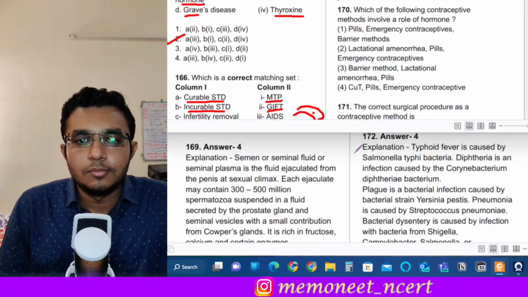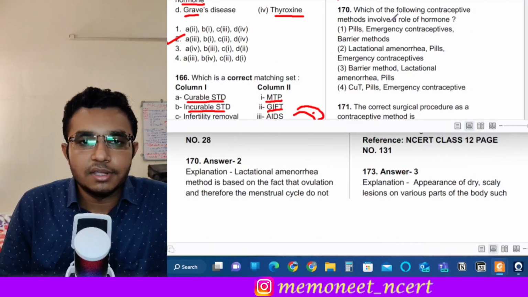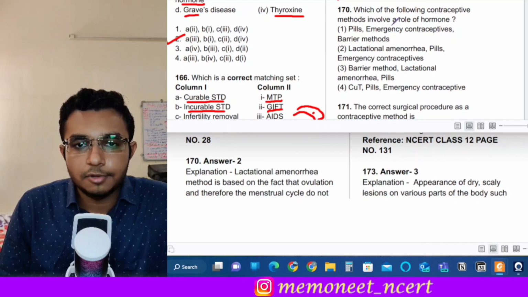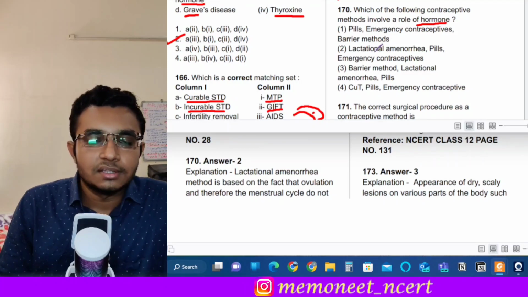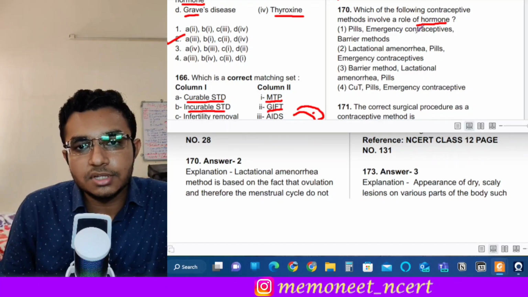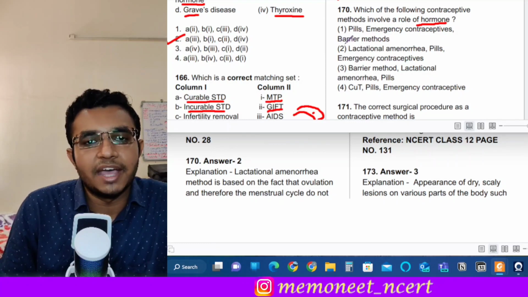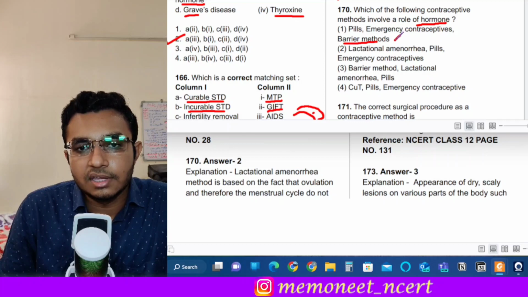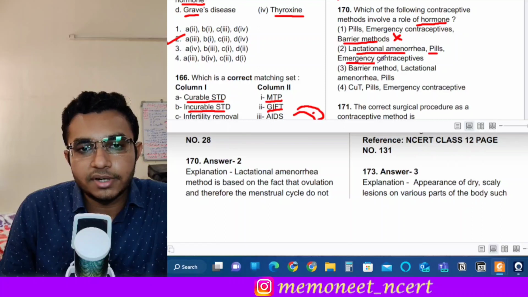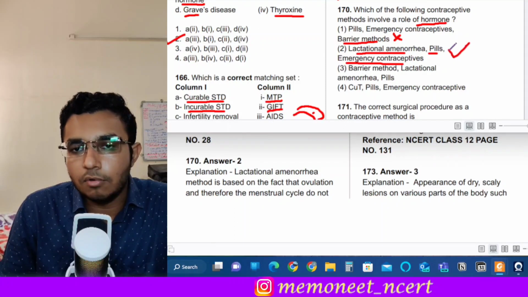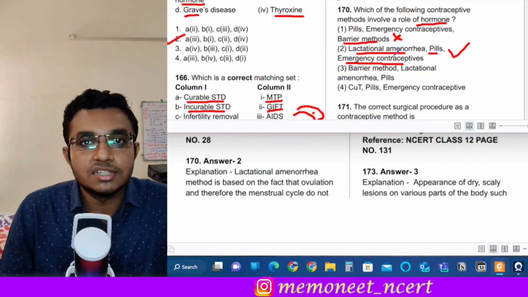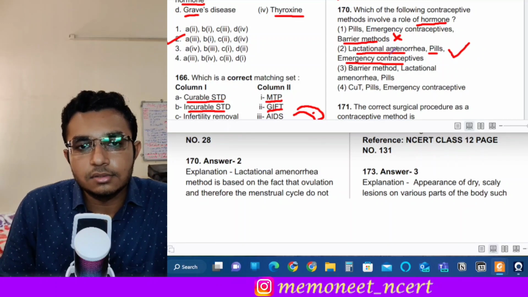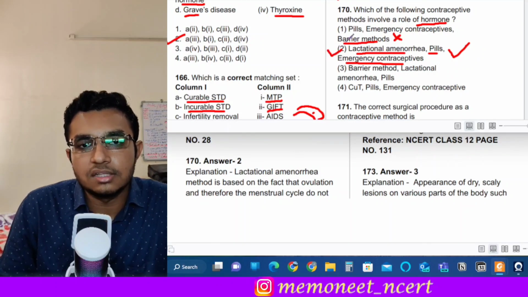Moving on to the next question, that is question number 170. Which of the following contraceptive methods involve a role of hormone? The first option is given that pills, emergency contraceptives and barrier methods. Barrier methods do not involve hormones. The second option is lactational amenorrhea, pills and emergency contraceptives. These three options involve the role of hormones. Pills consist of progestogens and estrogens. Emergency contraceptives also consist of that. So this is a correct statement. The answer over here is option 2.